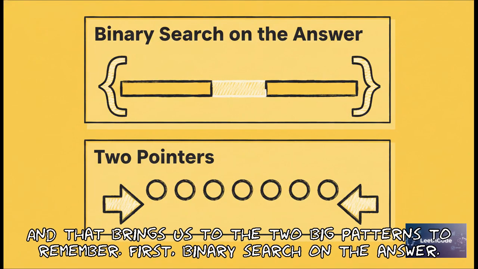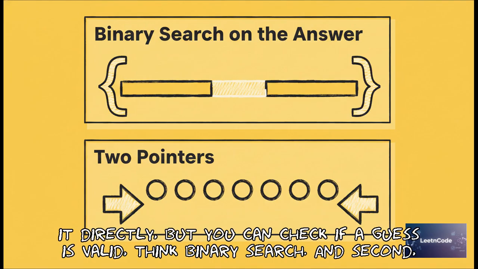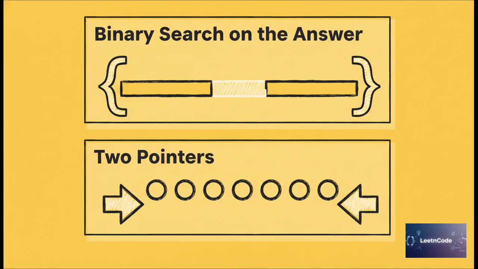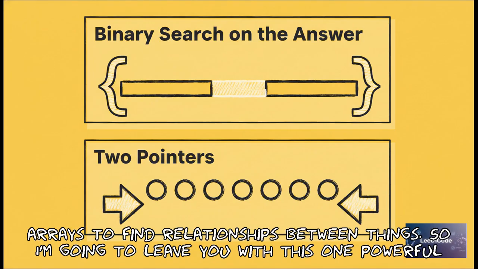And that brings us to the 2 big patterns to remember. First, binary search on the answer. This pattern is a total game changer. Anytime you're looking for a value and you can't calculate it directly, but you can check if a guess is valid, think binary search. And second, the 2 pointers technique. It's just an incredibly efficient, almost magical way to work with sorted arrays to find relationships between things.